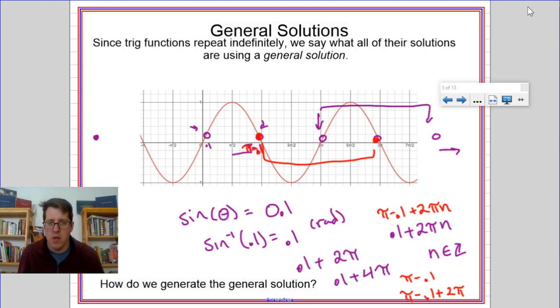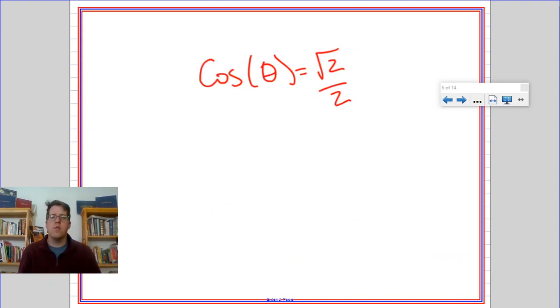Okay? Now, I'm going to give you a problem to think about, and it's going to be a lot simpler than that one. Okay, here's the problem for you to think about. Where is every single place where the cosine of theta equals root 2 over 2? Okay, think about that one.